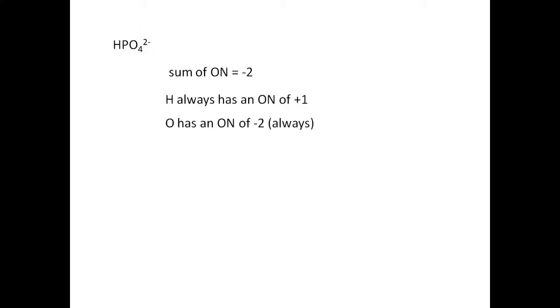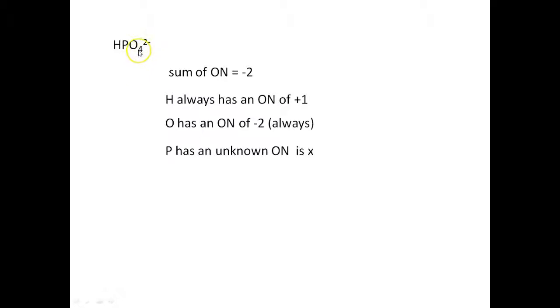How about in this compound? In this case, because this is a polyatomic ion, the sum of the oxidation numbers is equal to the charge. So therefore, the sum of our oxidation numbers will be -2. We know that hydrogen is always +1. Oxygen is usually -2, and we're going to go with that. So now we have to figure out phosphorus. And we can do this in our head, or we can do the formula.